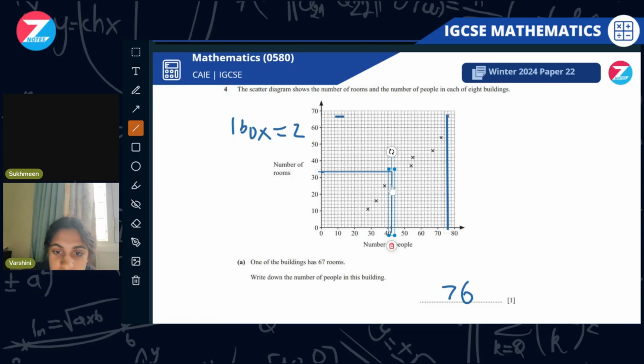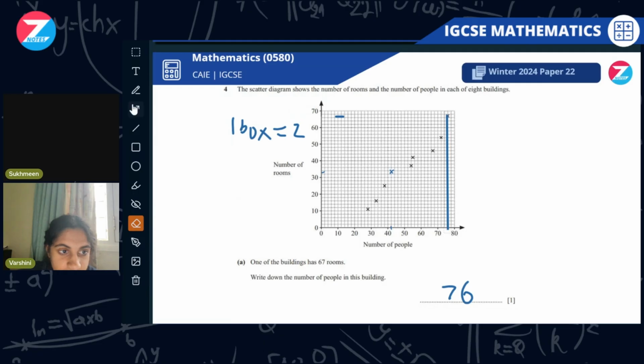For this, you do need to erase the lines after. So I'm just going to take this out, and let's just draw our plot first so we know where it is. It's going to be somewhere over here. And in the exam, use a really thin pencil and make sure that your crosses are as small as the rest of the other crosses.